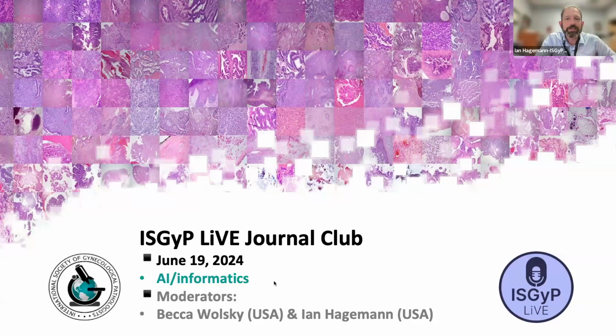The theme today is going to be artificial intelligence and informatics. And we've taken a little bit of a non-traditional approach to choosing the papers. We did not want all three of the papers to be sort of pure AI. We're focusing on moving information around and using data to support claims about patient tissue and disease.